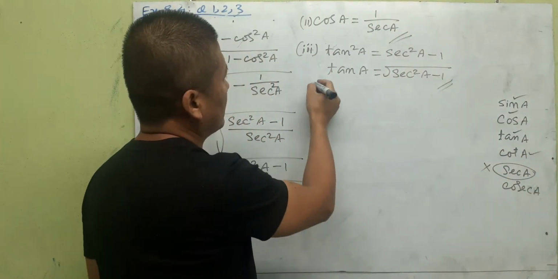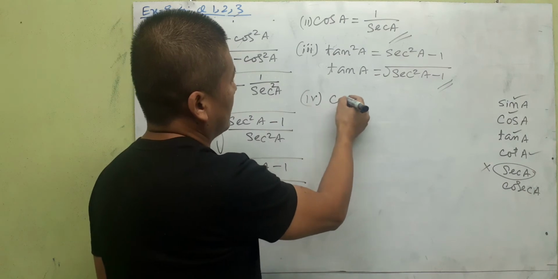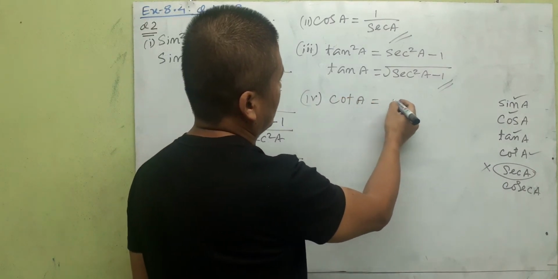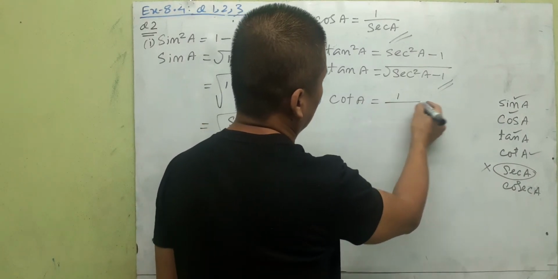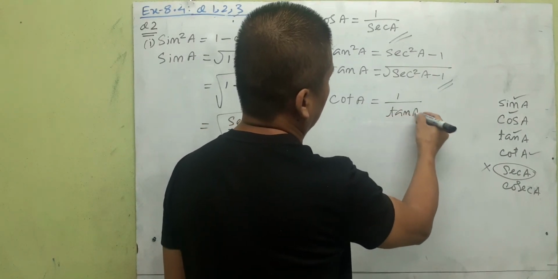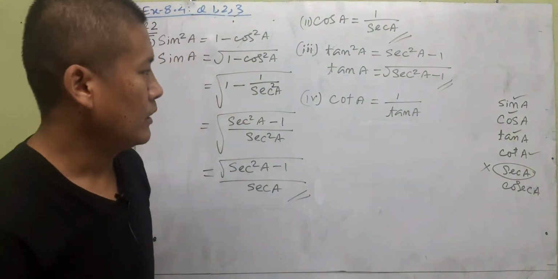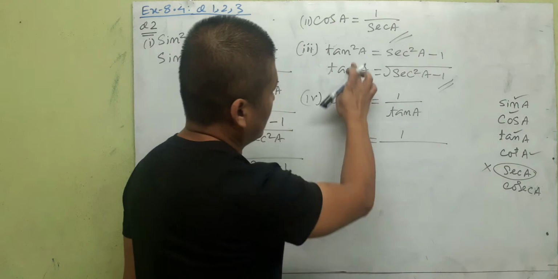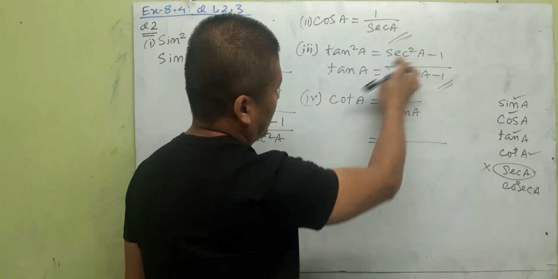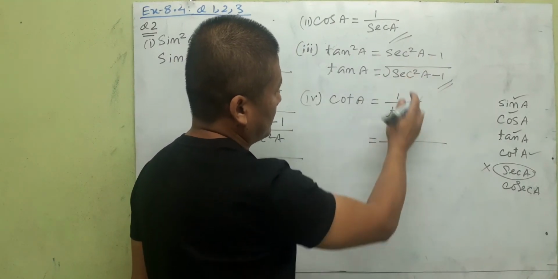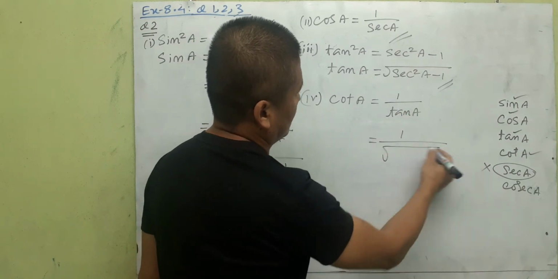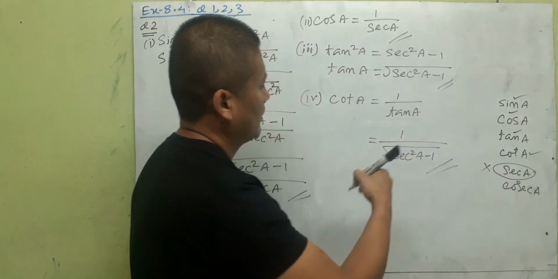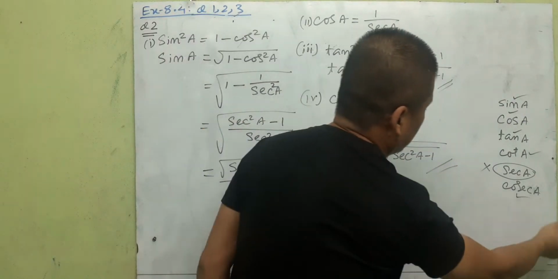So now cot. Now we know here, number 4, cot A is equal to 1 by tan A, right? So here we will use this formula: 1 divided by, see here, tan square A is sec square A minus 1, but tan A is root over that. So use this formula in place of this: root over sec square A minus 1. So cot is also done. Finally cosec, right?